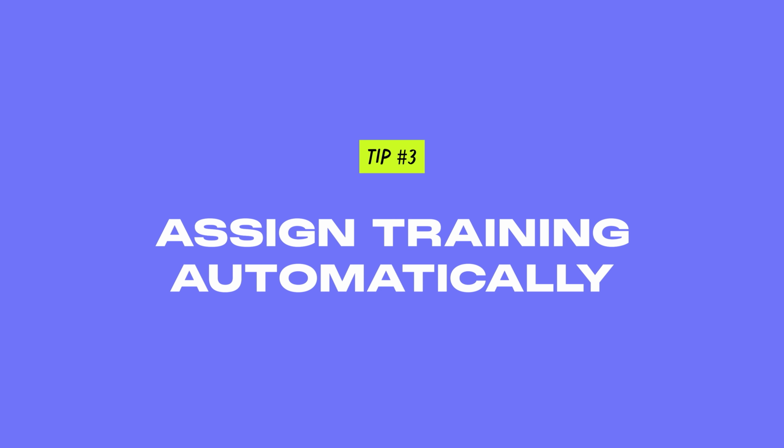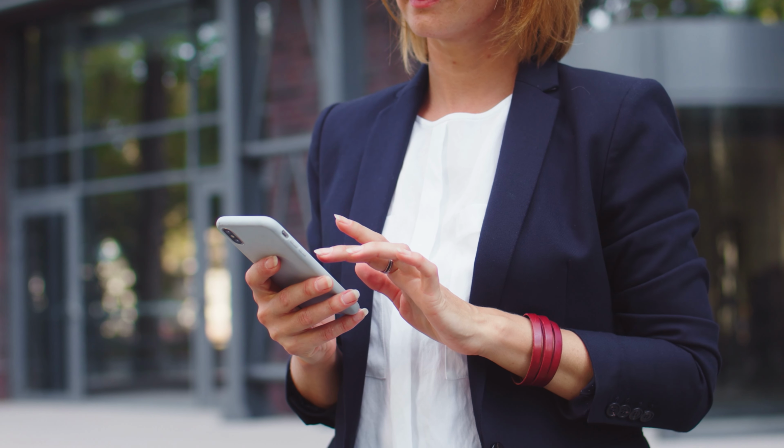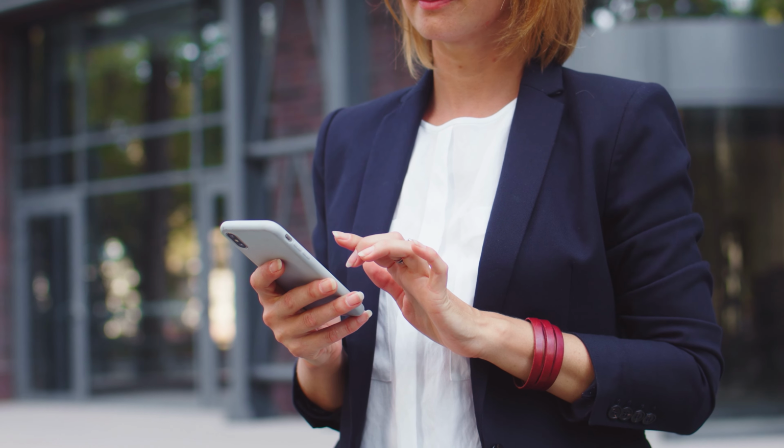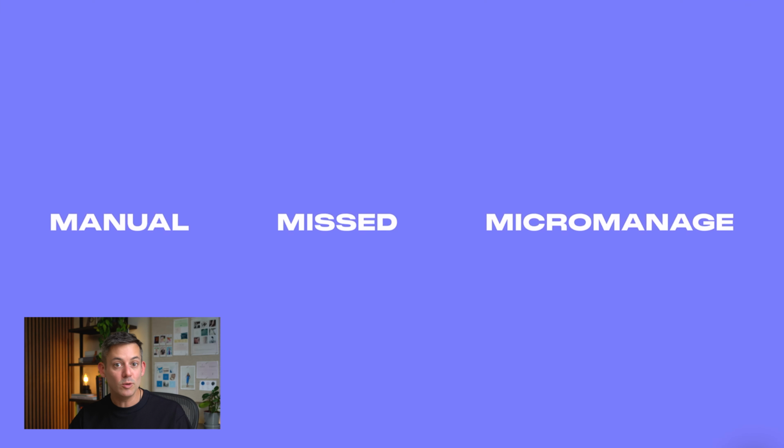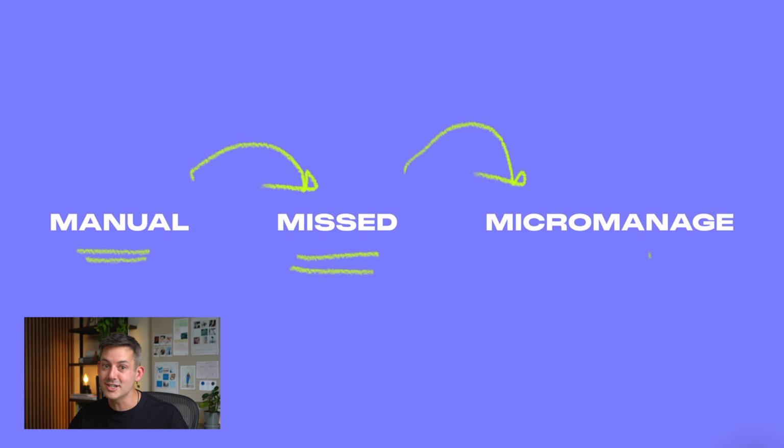Once your training or forms are ready, the next step is making sure the right people see them without chasing anyone down. Managers often rely on email, texts, or sticky notes to delegate tasks or training. That works until it doesn't. People miss messages, or worse, don't know what their responsibility is in the first place. Manual assignments lead to missed steps, and that turns you into a micromanager just to keep things on track. And no one likes that.